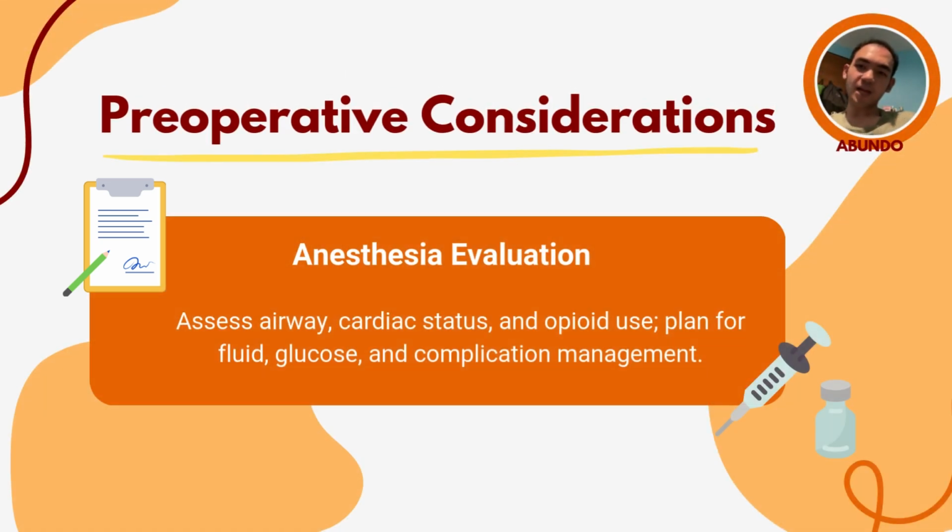Last but not least, anesthesia evaluation and optimization. A thorough pre-anesthetic assessment should be conducted to evaluate airway status, cardiopulmonary function, and prior anesthetic history. Chronic inflammation, malnutrition, and chronic opioid use may alter the patient's response to anesthesia. Plans should be made for intraoperative fluid management, monitoring of blood glucose levels, and prevention of potential complications such as hypotension or hypoglycemia.